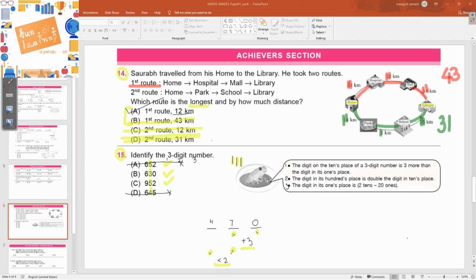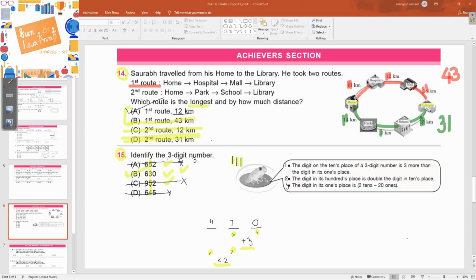Now is 6 2 times the number in the tens place, that is 3? It is. Okay, so this is still in the race. Is 9 2 times 5? No. So only one option is left and that is B. So we got the right answer in just 2 statements when we solve it this way.